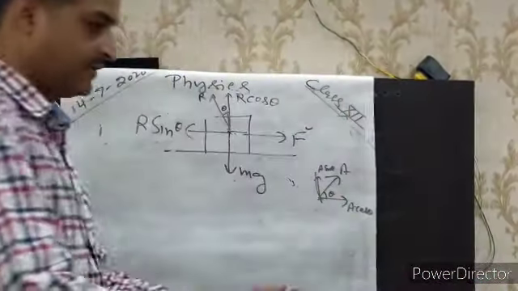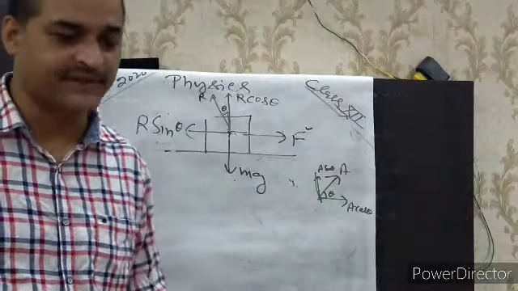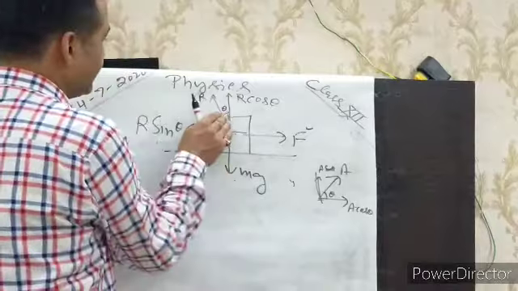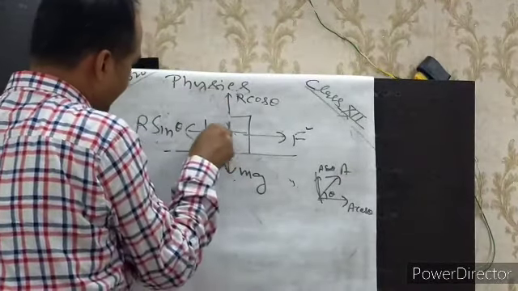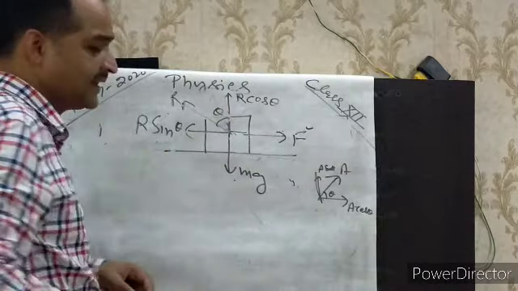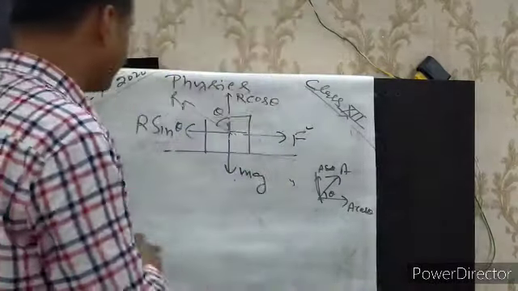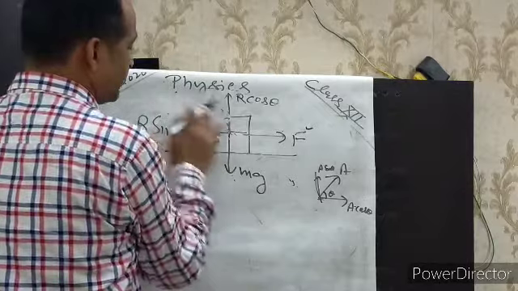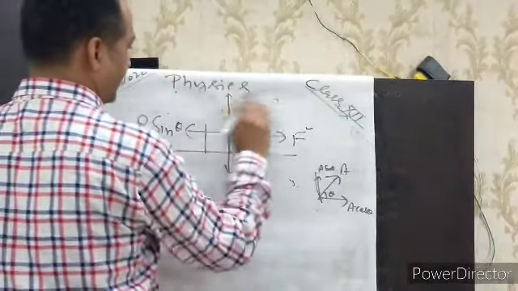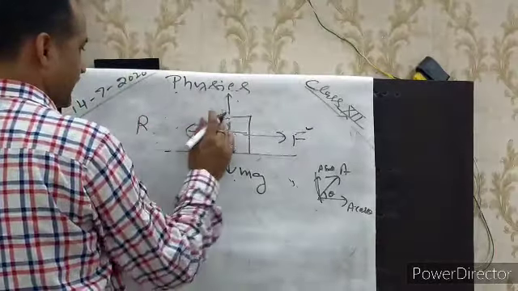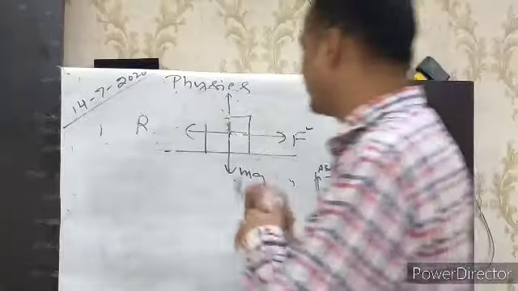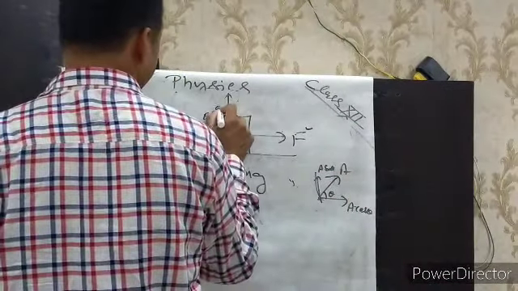Then we are trying to pull the table. Now again we are trying to pull, we are increasing force, then it will increase angle theta, and when theta increases, R sin theta will increase. Ultimately what will happen? You will apply a force and R will shift completely in this direction. Now theta is 90 degrees.